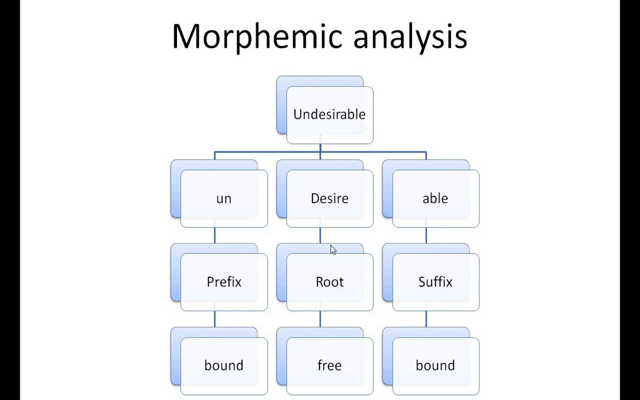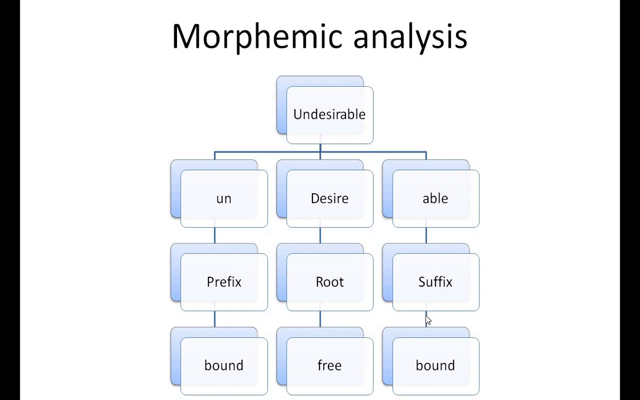Desire, okay, it is a wish. So it has a prefix that is attached before the root word, and it is represented with the morpheme un. And able is also a suffix because it is attached after the root word. So the morpheme which is attached after the root word is called a suffix, and the morpheme attached before the root word is called a prefix.